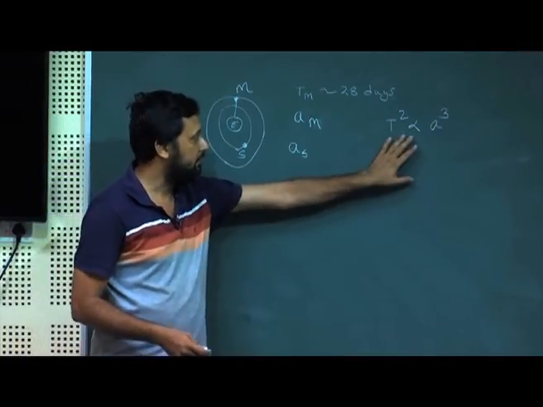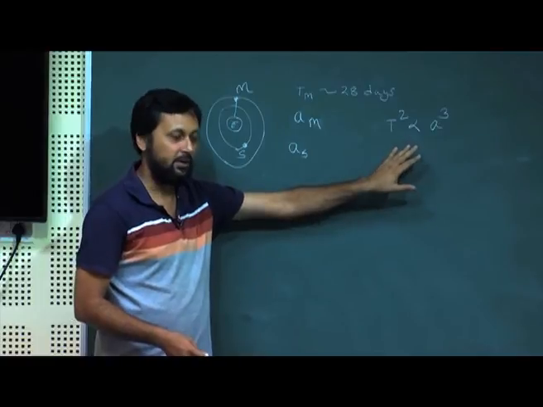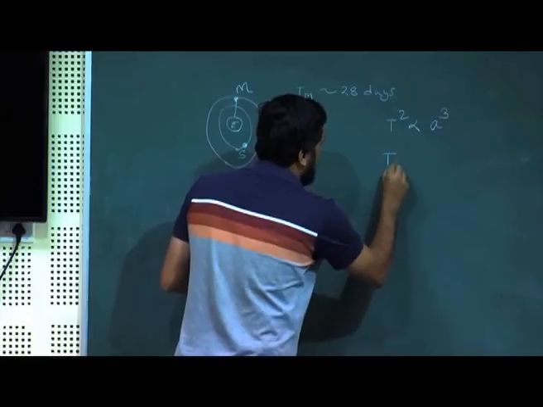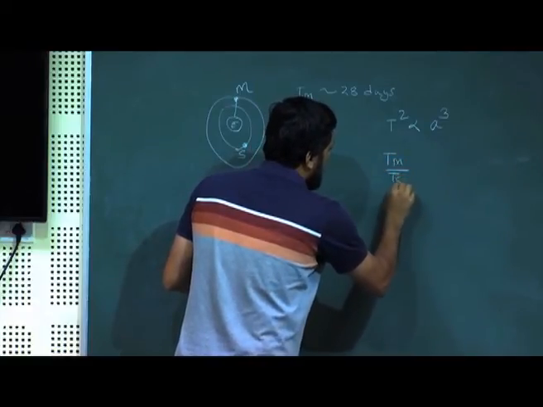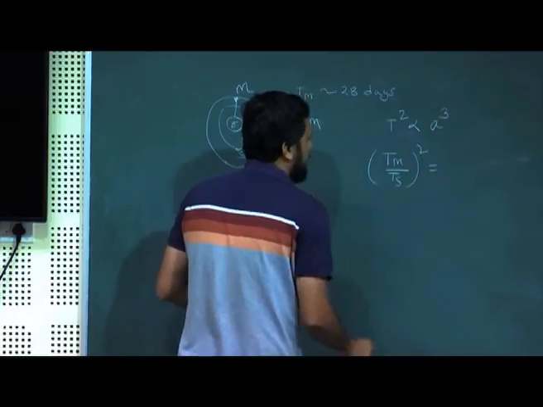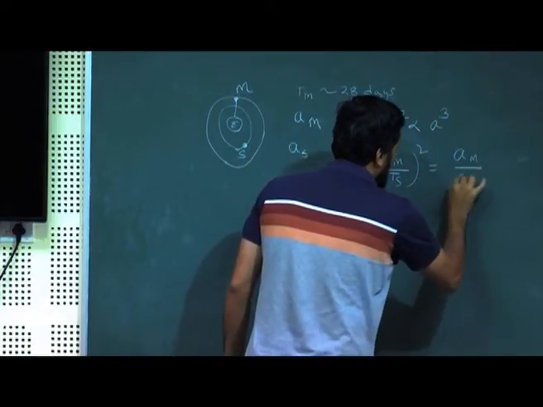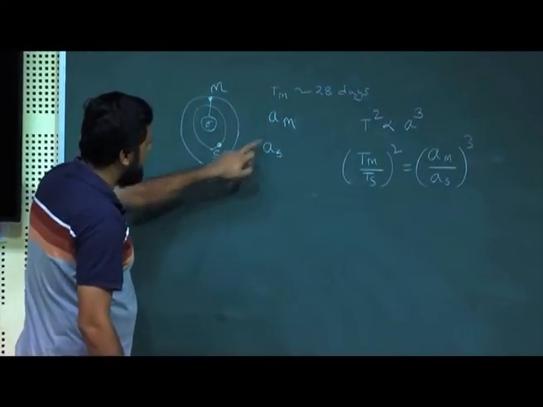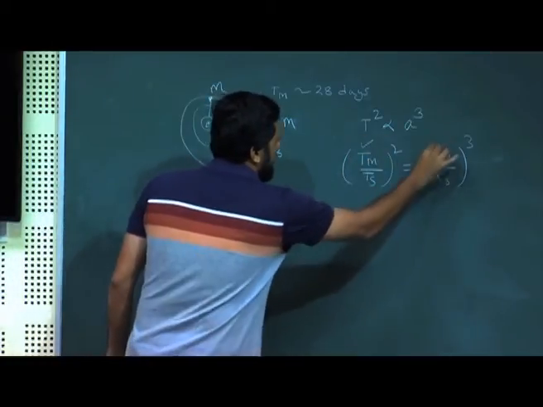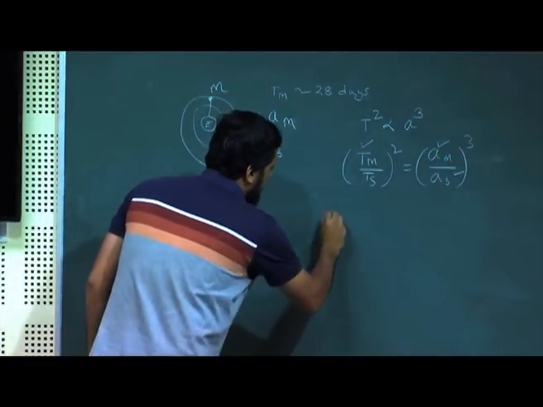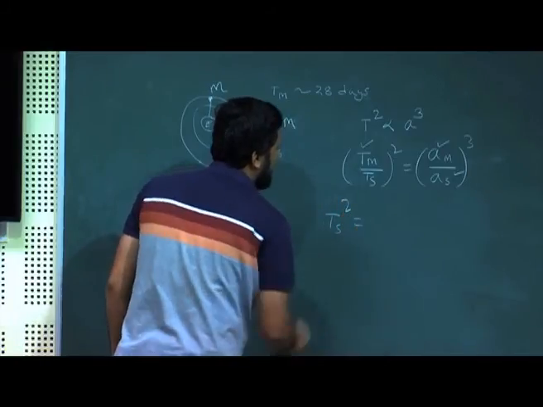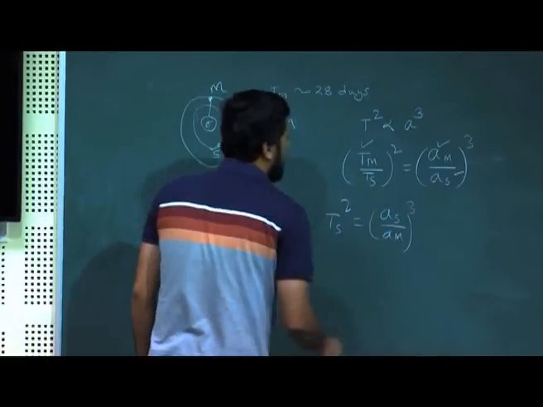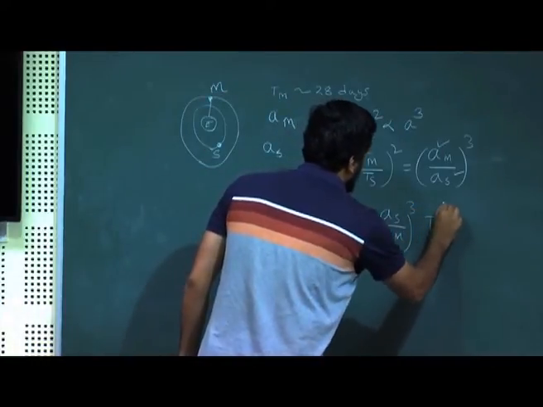and this is independent of whether it is the Moon or an artificial satellite, it remains the same. This Kepler's law holds for both. So, in that case, we can write a relation of the form (T_M / T_S) whole squared is equal to (A_M / A_S) whole cubed. So, if we know these 3 parameters, for example, we know this one and this one, then T_S squared can simply be written as (A_S / A_M) whole cubed times T_M squared.